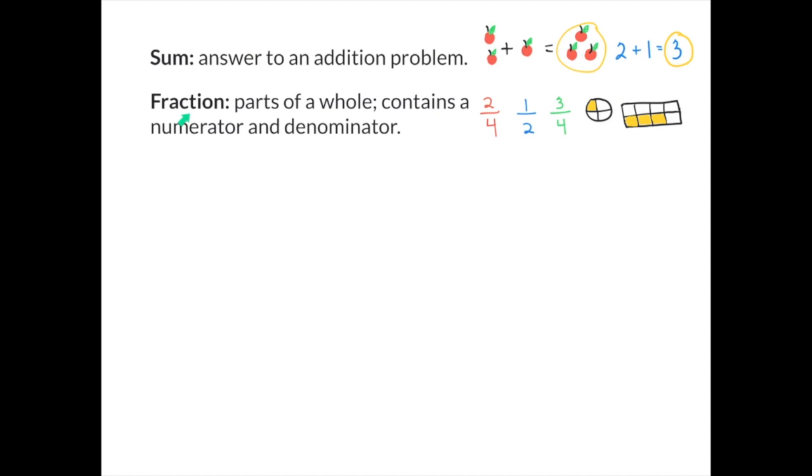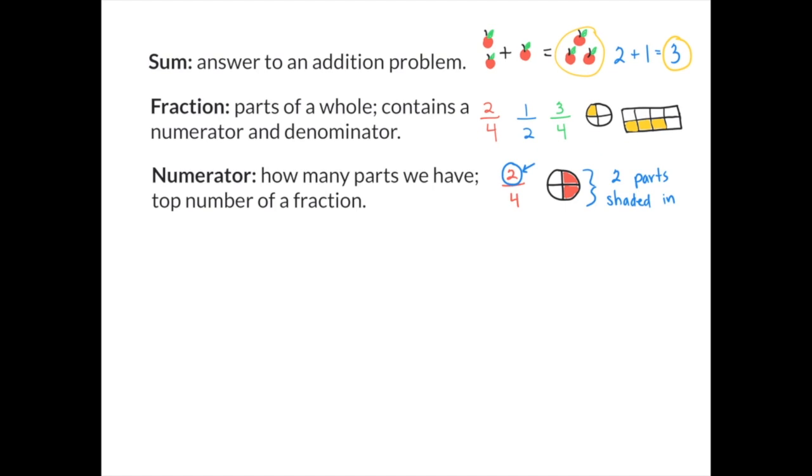Our next word is fraction. A fraction is parts of a whole. It contains a numerator and a denominator. Here are some fractions written in number form, and here are some fraction models shown. Our next word is numerator. Numerator is how many parts we have. It's the top number of a fraction.